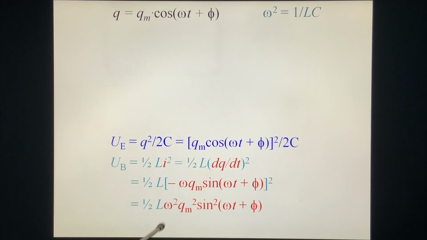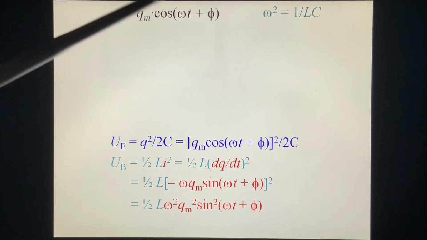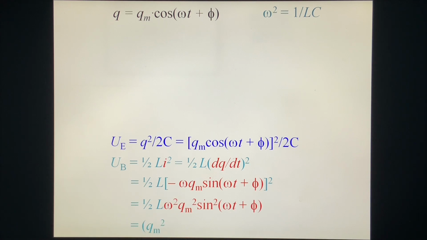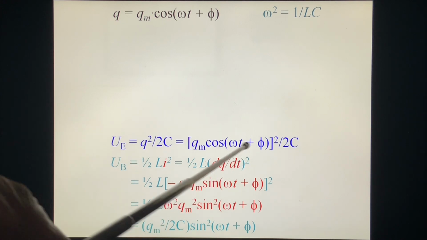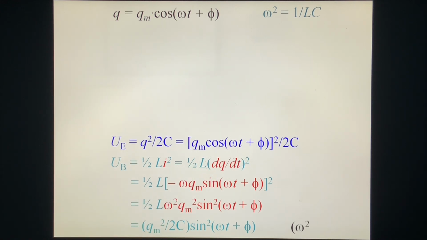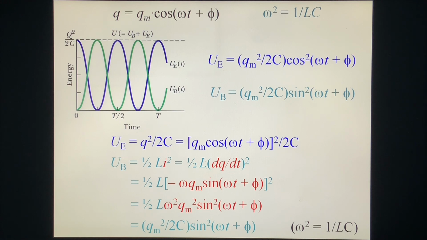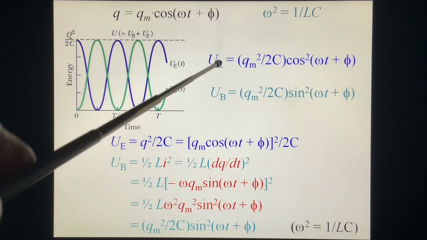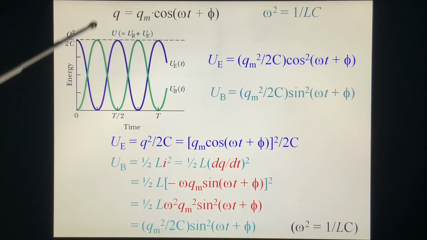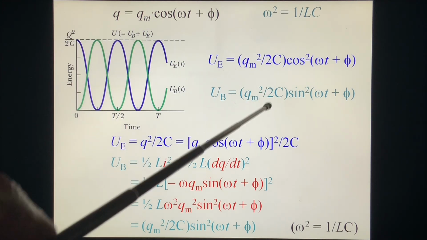And we see omega plus L is 1 over c. This is a 1 over c. So this is a q squared over c sine. Okay? And then we plot them. This is energy E, electric field. This is energy B, magnetic field. We plot them. We see the blue line is UE. The green line is magnetic field. We see that at any time the sum is a constant. It's constant, okay? And they all oscillate.